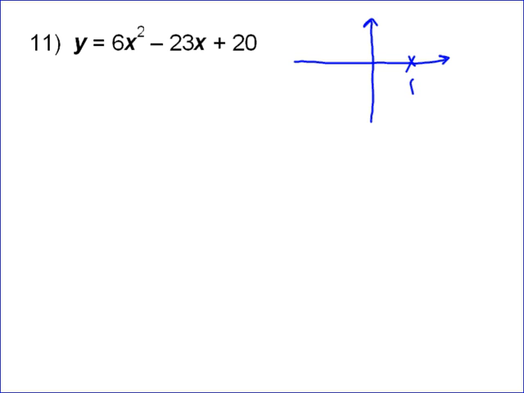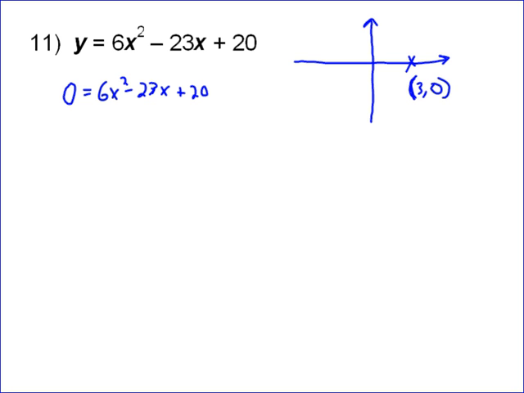But the key to this is if there's a point on the x-axis, then you've got some number, like in this case maybe 3, and the y-coordinate is always 0. So when you're talking about x-intercepts, you always substitute 0 in for y and solve for x. So we're going to put 0 in here. We get 0 equals 6x squared minus 23x plus 20.